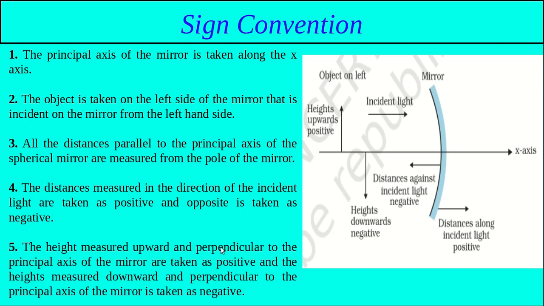The heights measured upward and perpendicular to the principal axis of the mirror are taken as positive. That means if it is in upward direction, the height will be positive, and if it is in downward direction and perpendicular to the principal axis, it will be taken as negative. These are some of the important sign conventions one must remember while dealing with reflection through ray optics.